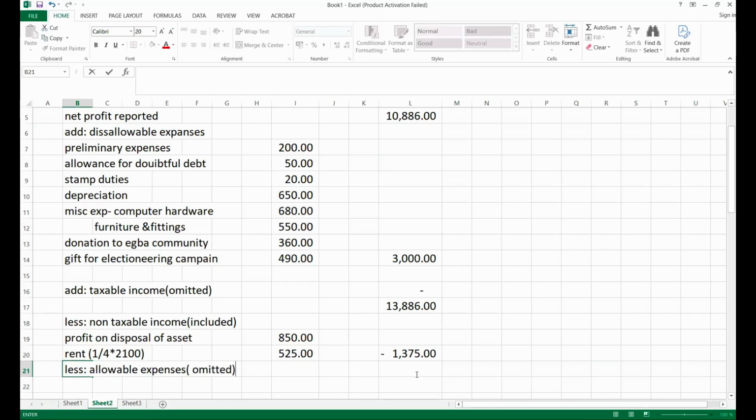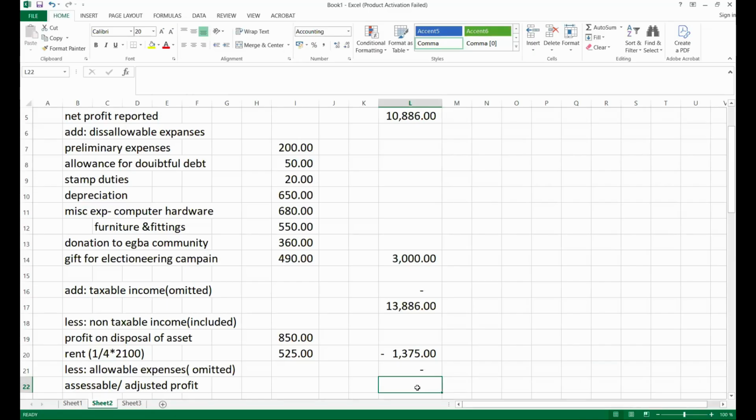So we also don't have this, it should be 0. The resulting figure now will give us assessable profits, or you can call it adjusted profits. Assessable, or adjusted profit, which is 13,886 minus 1,375. That will give us 12,511. So that should be our adjusted or assessable profit.